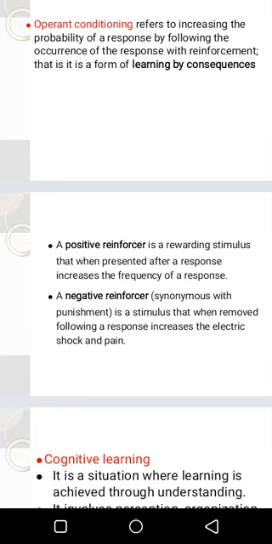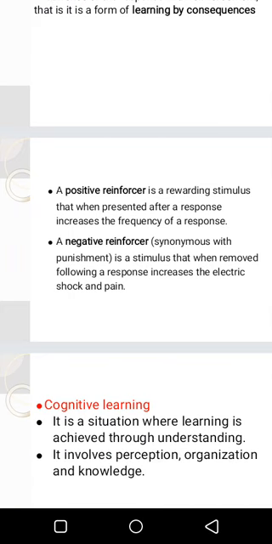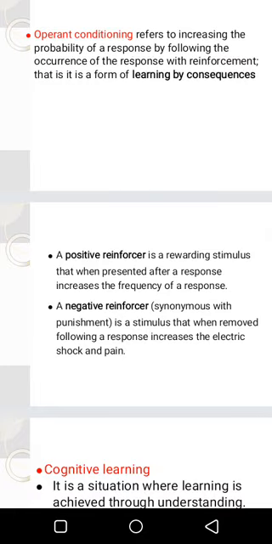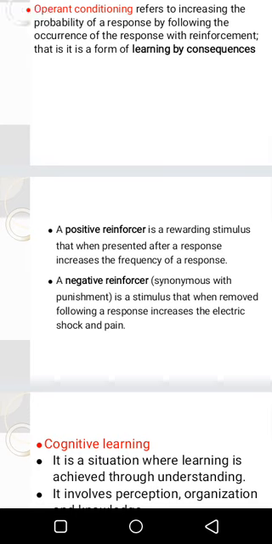A positive reinforcer is a rewarding stimulus that, when presented after a response, increases the frequency of the response. Remember, B.F. Skinner, the founder of this theory, said there are only two things that can make somebody learn. So he said we have a positive reinforcer. A positive reinforcer is something rewarding, something good, a reward which is good. It is a rewarding stimulus that, when presented after a response, increases the frequency of a response.